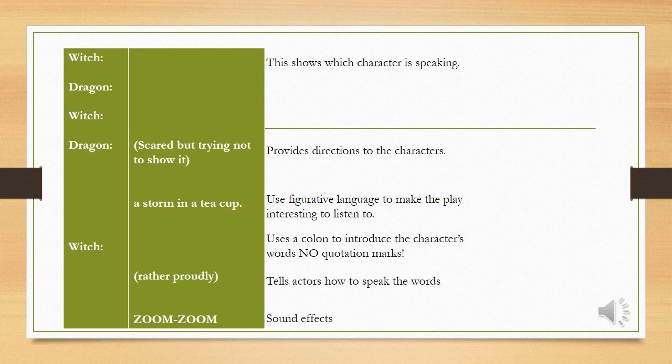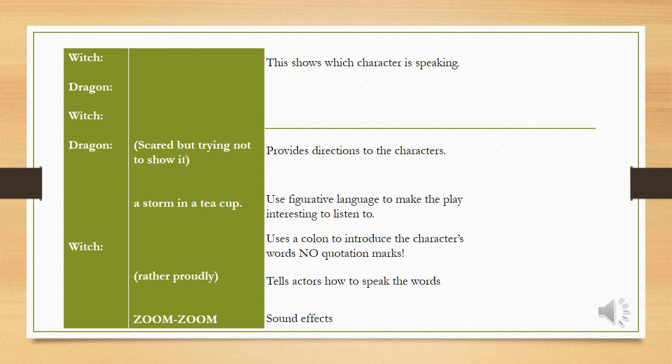Okay, and now we will look at the rest of the format. You will have your characters' names on the left-hand side. You can choose your own characters and your own names. This shows which character is speaking. I've got a witch and I've got a dragon. The names start with a capital letter, it's a proper noun. And then it has a colon at the end, a double point.